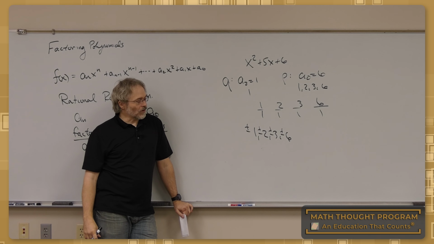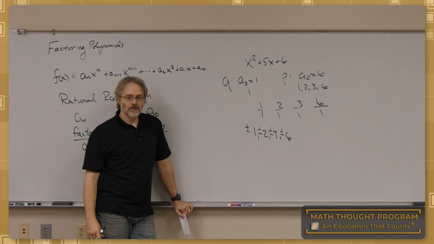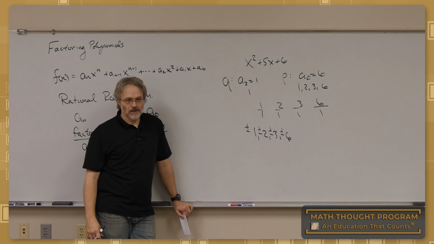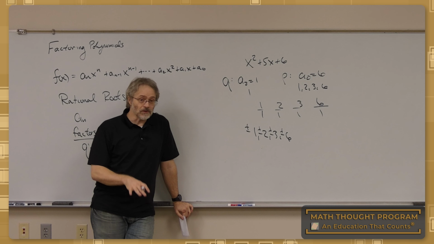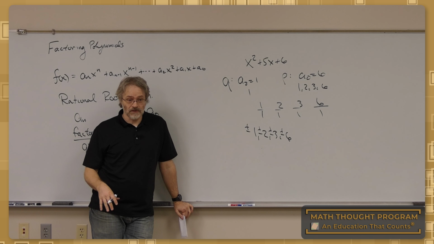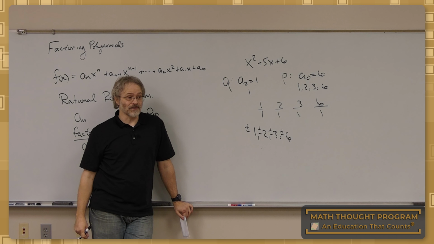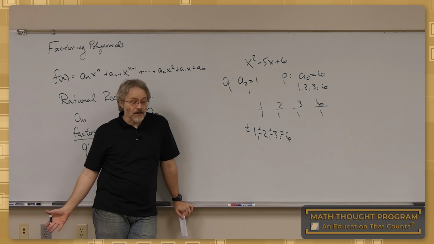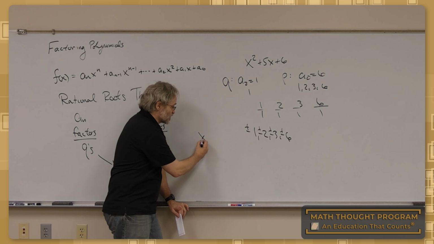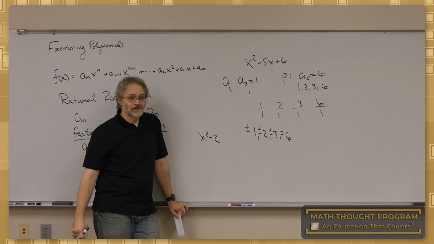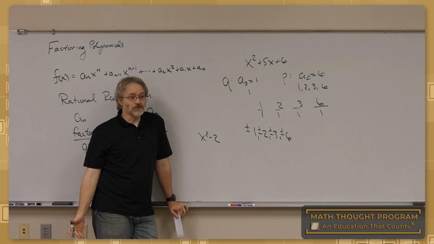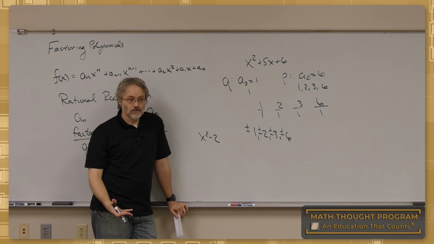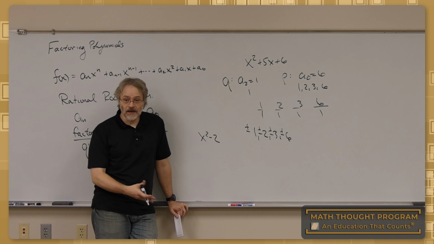Those right there are your possible rational roots. If this polynomial has a rational root, guys, that's one of them right there. It may not have a rational root, and that does happen. Now, I can have things such as x squared minus 2. That doesn't have a rational root. It's irrational. Square root 2 is the only thing that's going to work, or negative root 2.